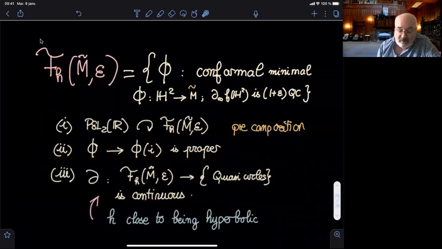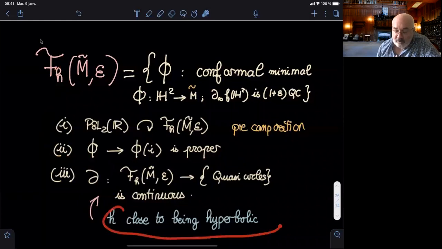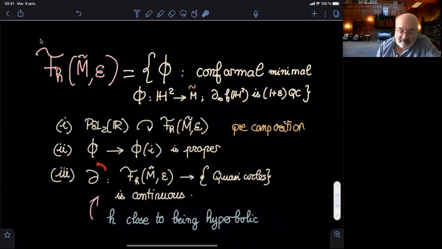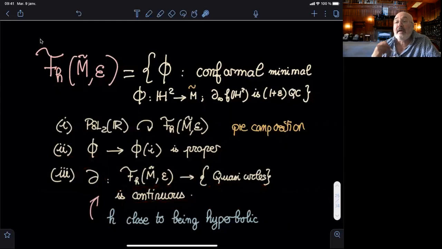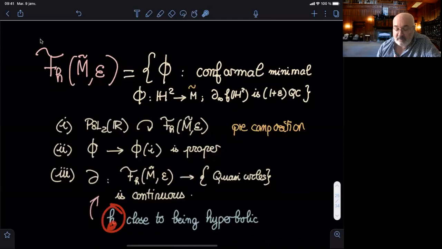Here is something which uses the fact that your metric is close to hyperbolic. You say that this map, which associates to such a conformal minimal map its boundary at infinity, is continuous. So if you have a sequence of minimal maps which are solutions of Uhlenbeck's result, then the sequence of boundaries converges to the boundary of the limit. That's the point where I deeply use the fact that h is close to hyperbolic.